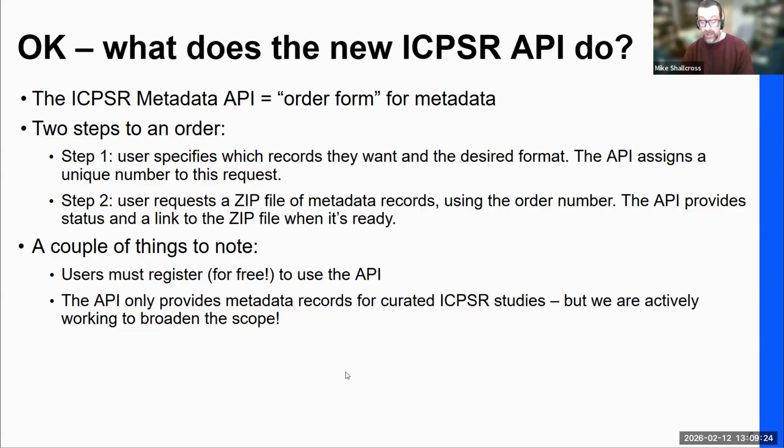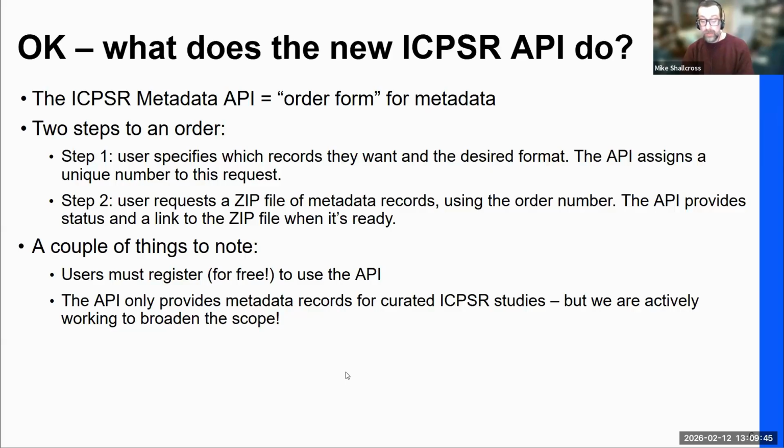The API assigns a unique number to this request, but doesn't immediately return the records. Then in step 2, the user takes that order number and requests the actual metadata records. As the API attempts to fulfill the request, it will provide a status update and then a download link for a zip file of metadata records in Amazon Cloud Storage.